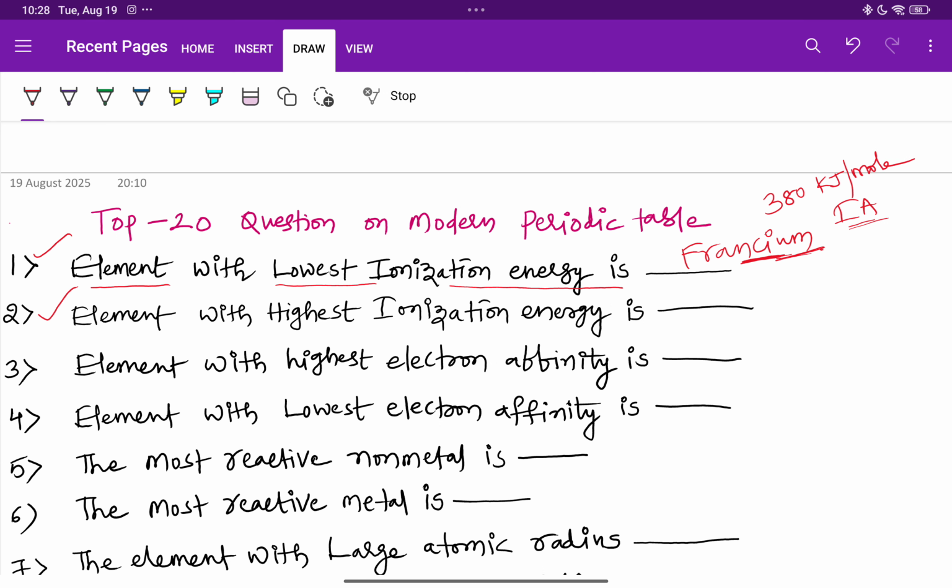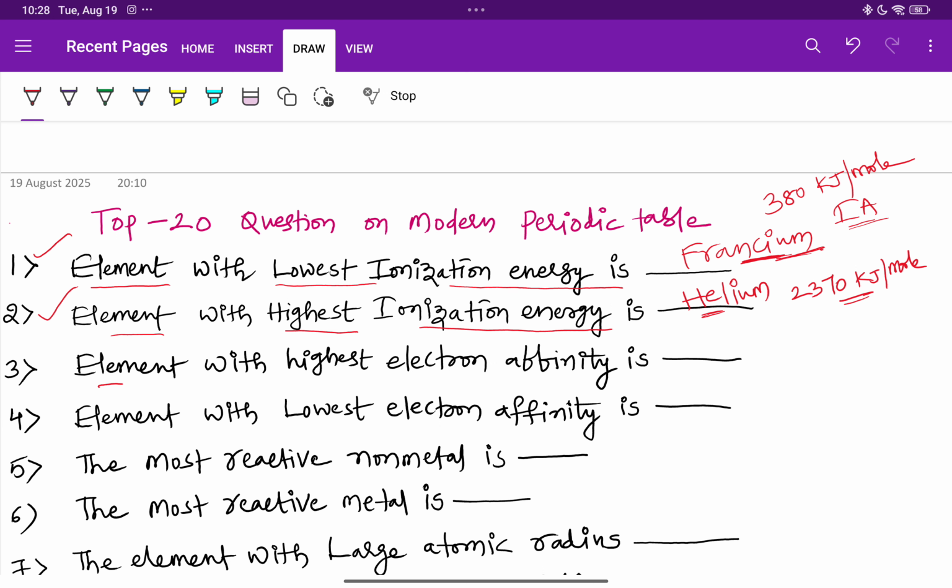And second question, element with the highest ionization energy. We know the answer because noble gases have a completely filled valency shell, so they have the highest ionization energy, and here the answer is helium. Helium is the element which has the highest ionization energy, and here the value is 2370 kilojoule per mole, the energy required to remove an electron from helium.